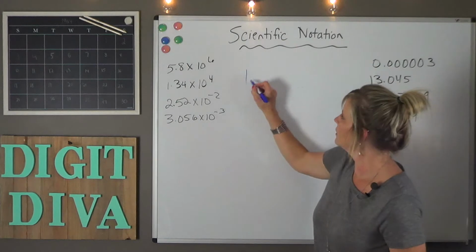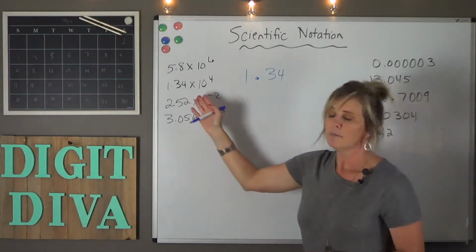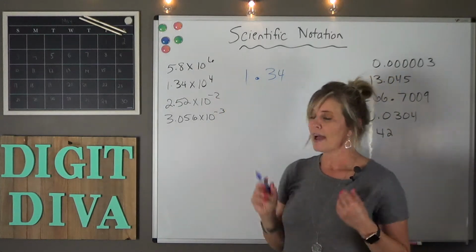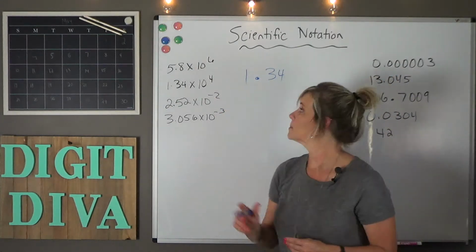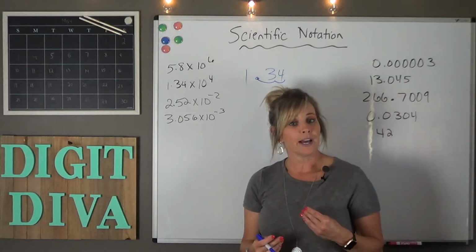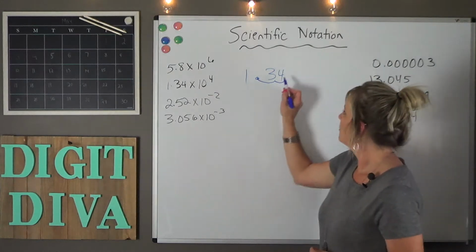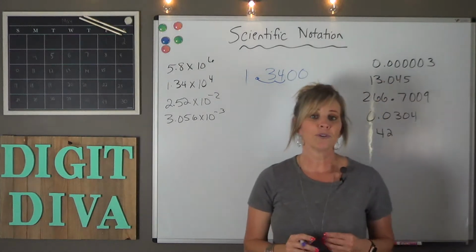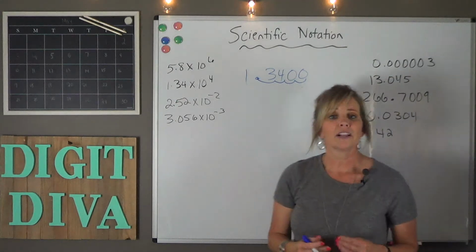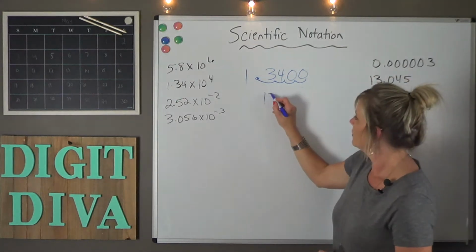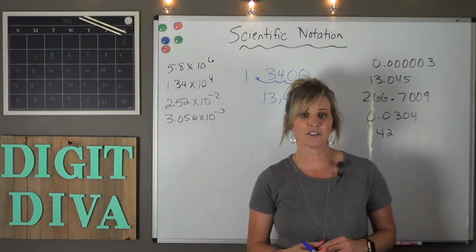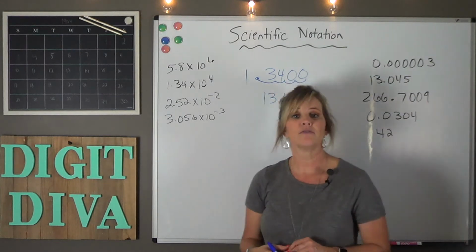I have 1.34 being multiplied by 10 to the 4th power. My exponent is positive. That means I would move 4 times to the right. So I move once, twice. I'm out of numbers. So I've moved 2 times, but I need to move 4. I'm going to have to add 2 zeros. 2 plus 2 is 4. Check myself. 1, 2, 3, 4. Clean up that number, and it would simply be 13,400. 1.34 times 10 to the 4th power is 13,400.